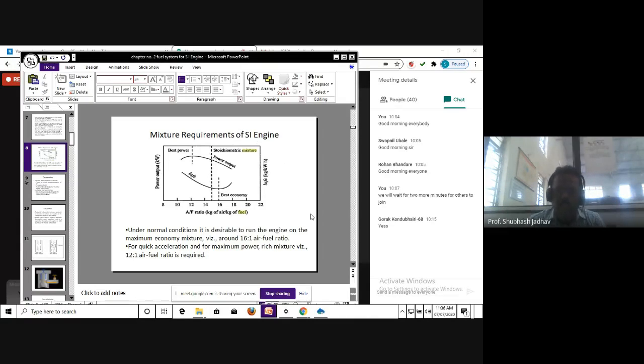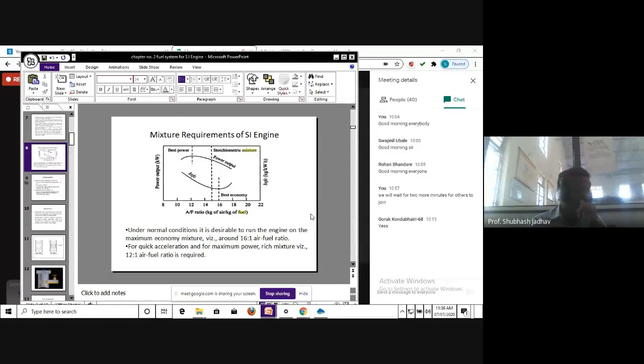and this process of formation of a proper air-fuel mixture as per requirement, this is what you call carburation. So what is carburation? Carburation is the process of formation of the air-fuel mixture as per requirement before it is introduced into the combustion chamber. This is called carburation.